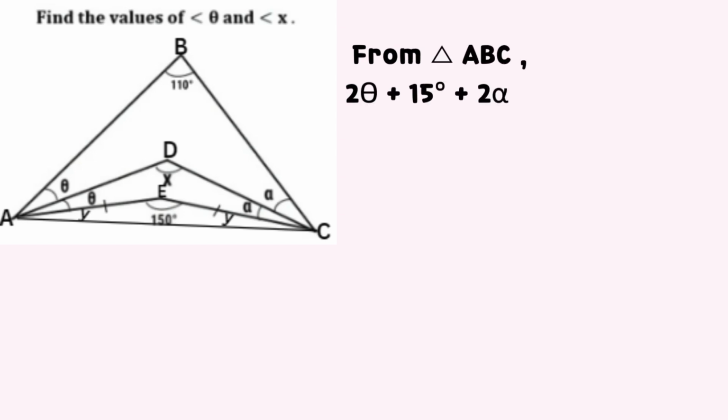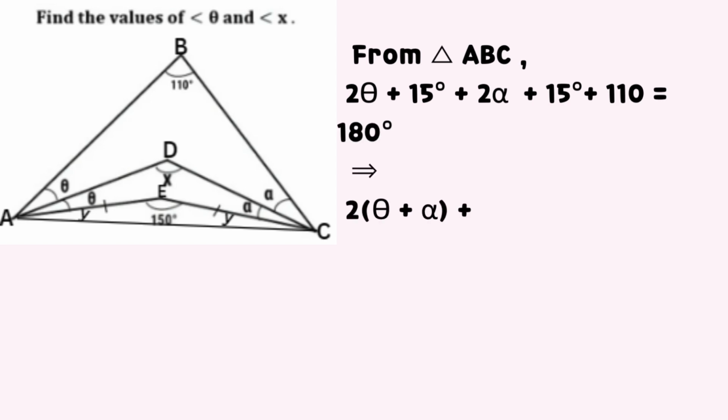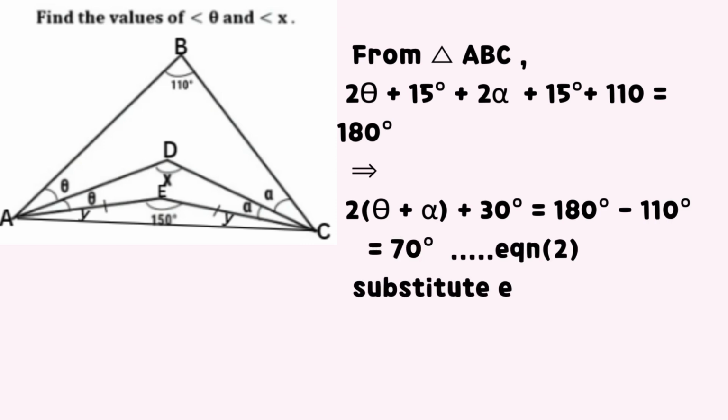From triangle ABC, the sum of 2 times theta, 15 degrees, 2 times alpha, 15 degrees, and 110 degrees equals 180 degrees. Simplify and we have that the product of 2 and the sum of theta and alpha plus 30 degrees equals 180 degrees minus 110 degrees, which equals 70 degrees. We call it equation 2.